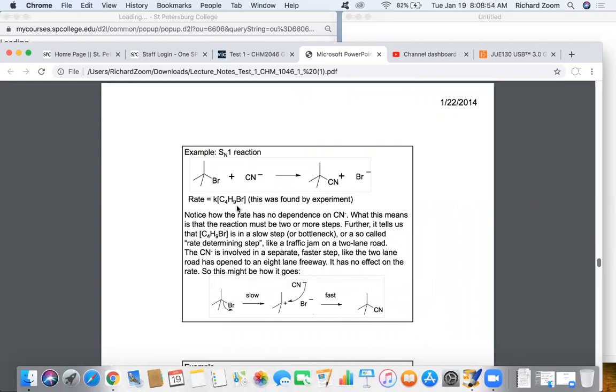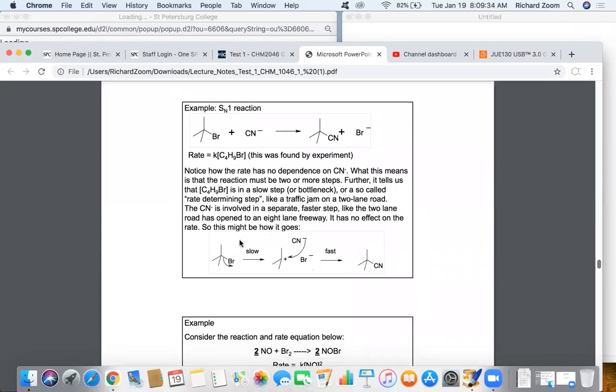The other thing we know is that the rate only depends on the C4H9Br concentration, which means that's the only thing involved in what we're calling the slow step. If we've got a multi-step process, and we know we do because there's no mention of CN minus in the rate equation, then the CN minus must be coming in some other step. If there are two steps, one has to be slower than the other. One has to be slow, one has to be fast. The rate depends on the slow step, and here that's only the C4H9Br.